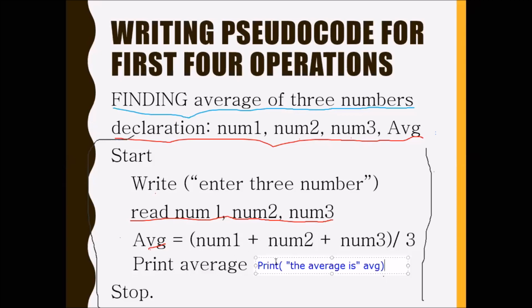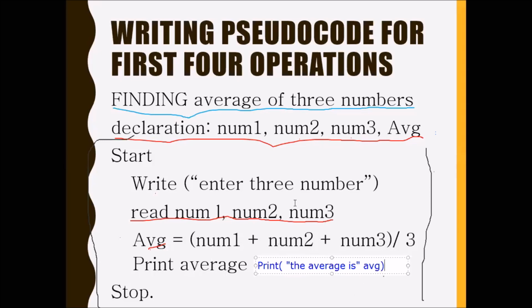So any of the two could work. Whatever we have in quotation, those are texts that we want to be displayed on the screen. This part here, AVG, whatever value is stored in it, that is what will be displayed on the screen.